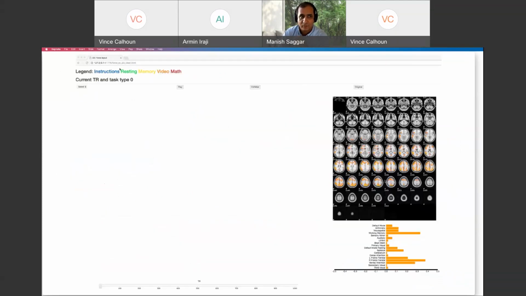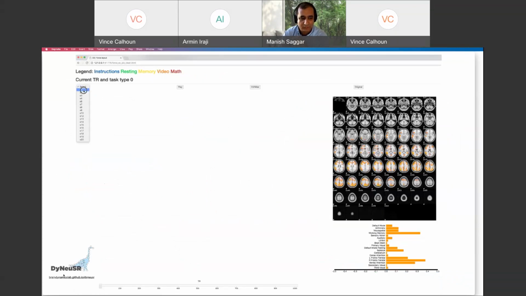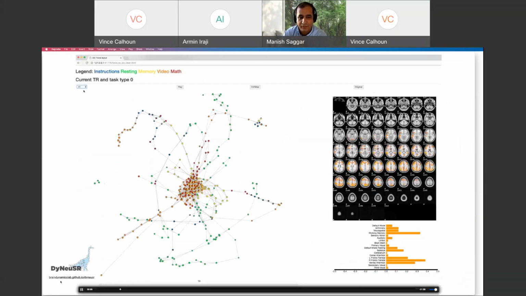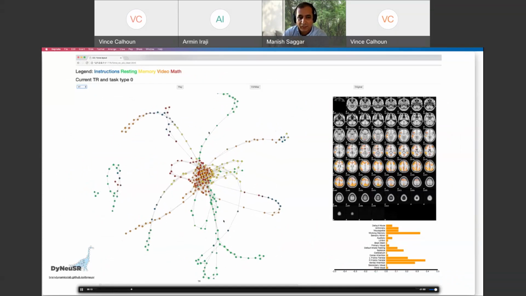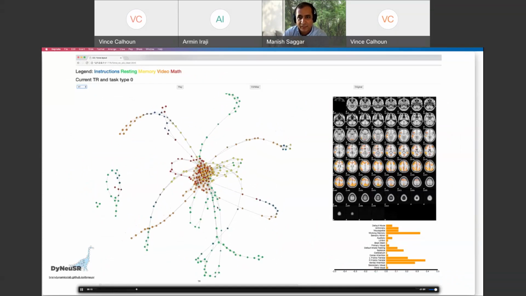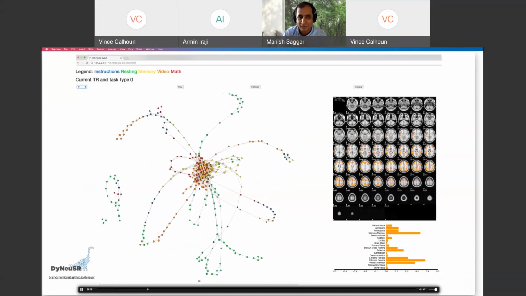And further, we made this tool, which, if you're interested in this kind of analysis, you can go to this link. We're calling it DyNeuSR, Dynamical Neural Spatial Temporal Representations. You can play with your own data, and it creates something like this. This is one of the older versions written in MATLAB. There's a much better version in Python now.